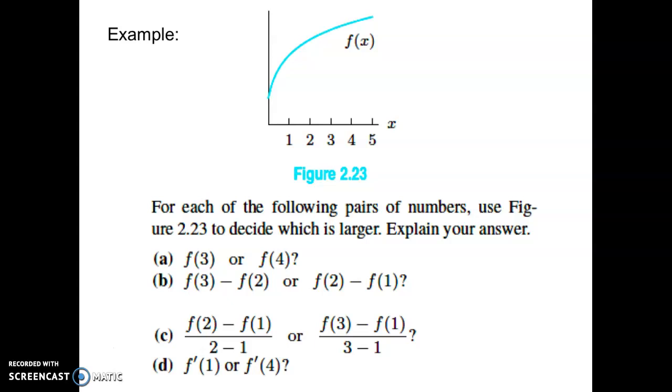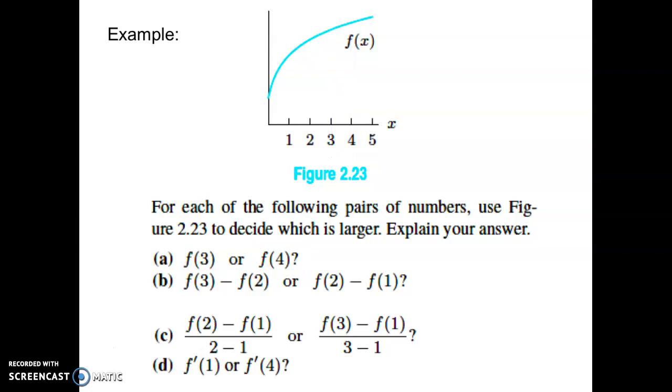Well, what are those actually? F of 4 is the value of the function at 4. F of 3 is the value of the function at 3. Which one's larger? F of 4 is larger, obviously. It has the higher output value.